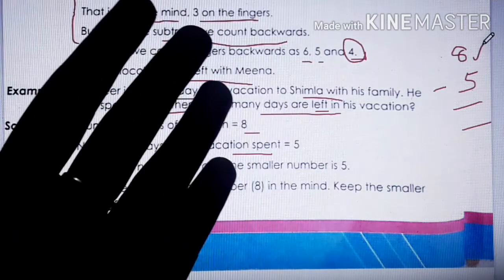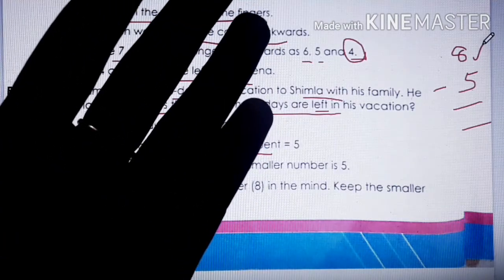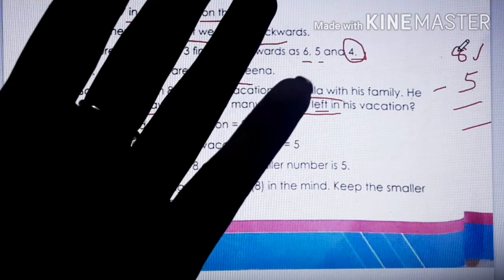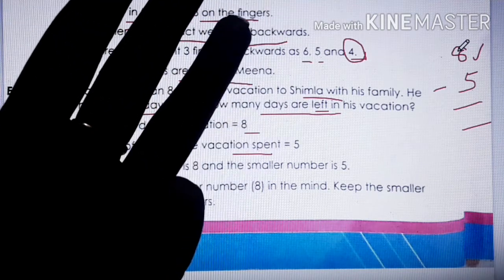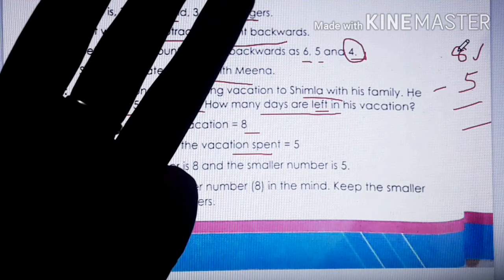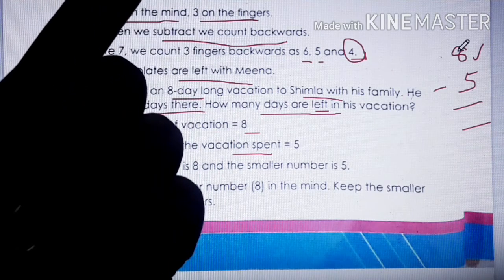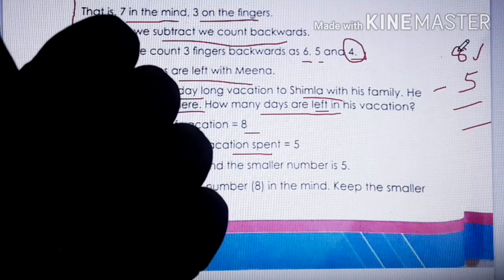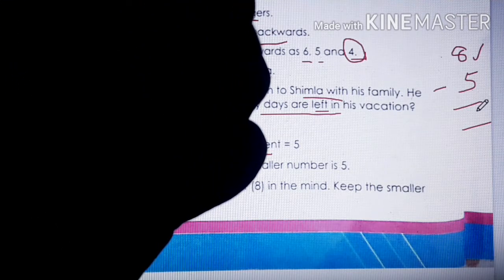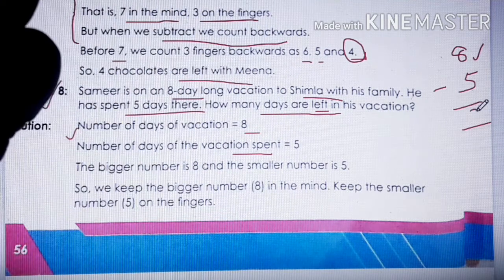5 fingers have you opened. Now we will do backward counting before 8. Before 8 what comes? 7. Close one finger. Then 6. Close another finger. Then 5. 4. 3. We have closed all the fingers and the number where we have stopped is 3.